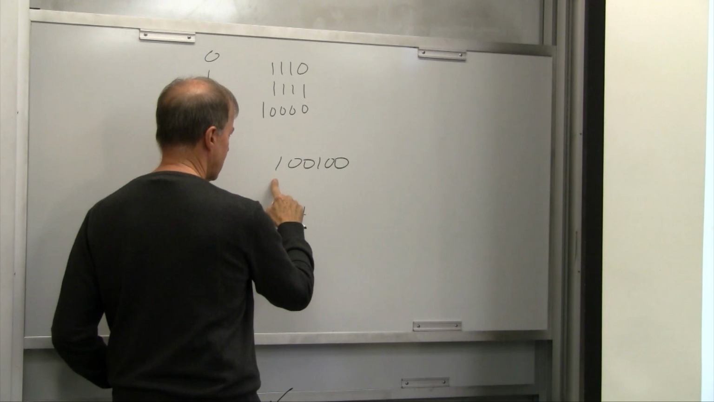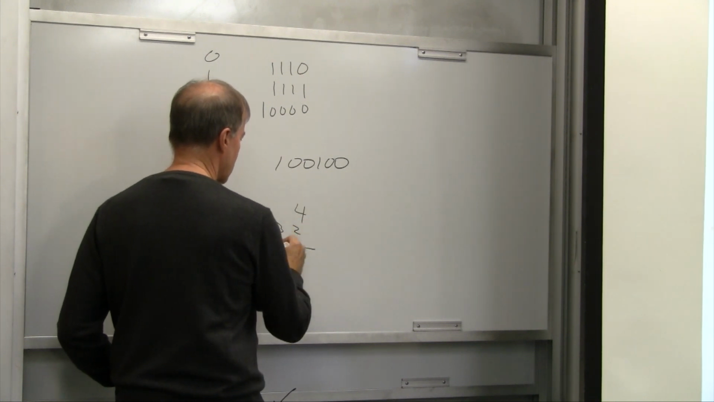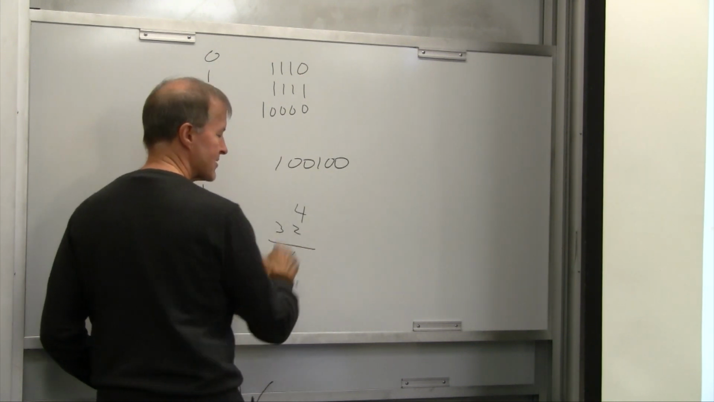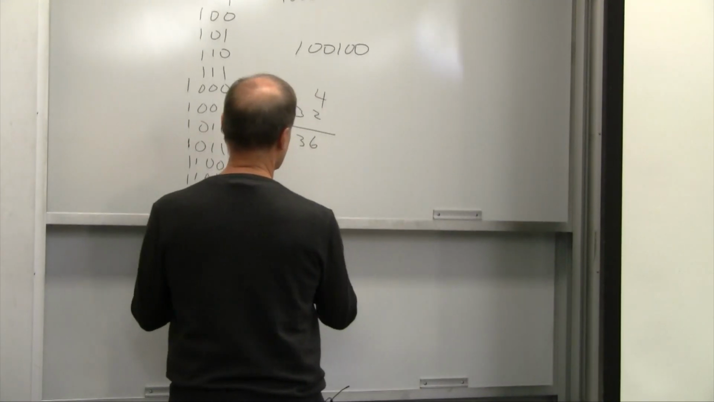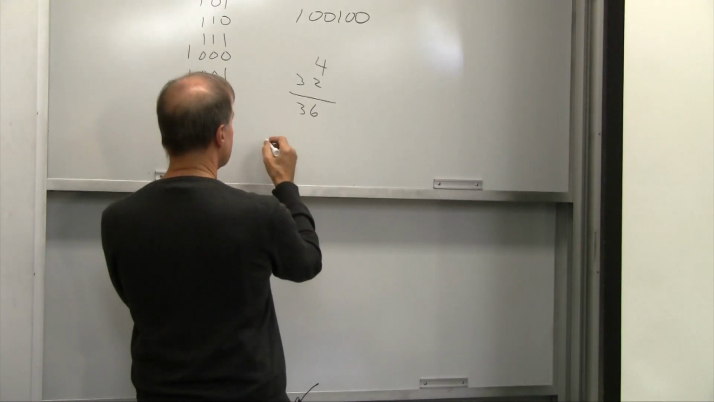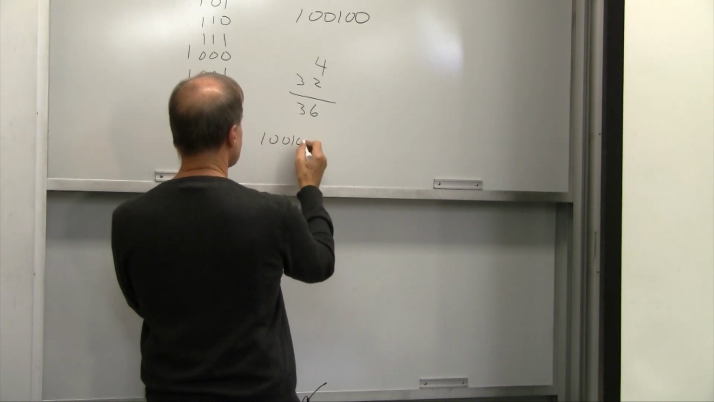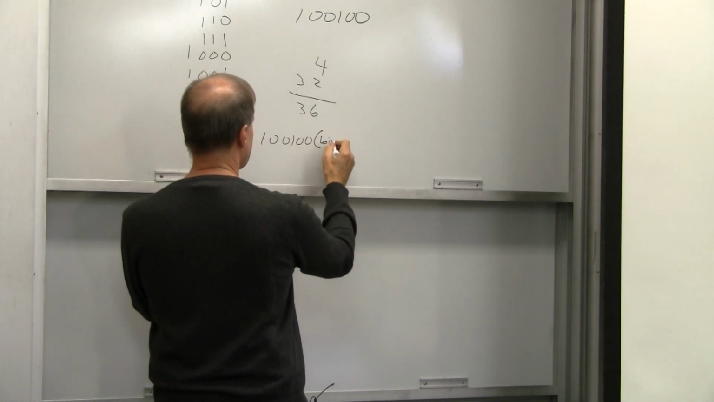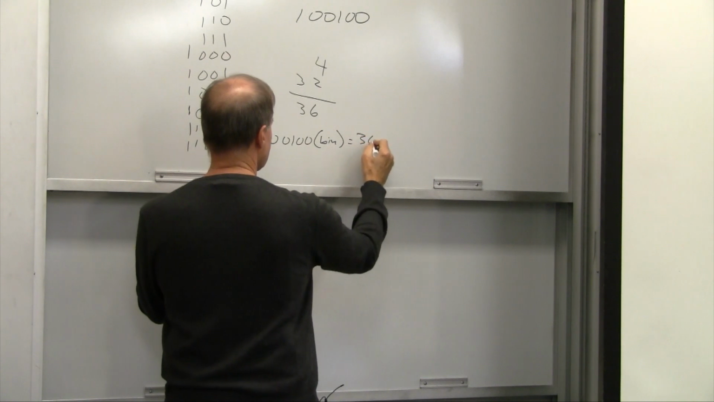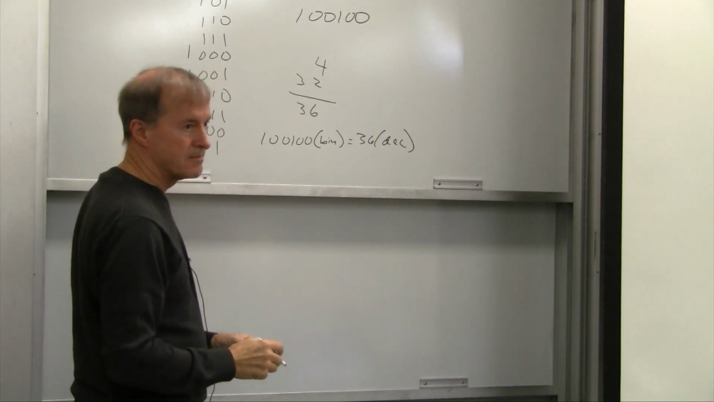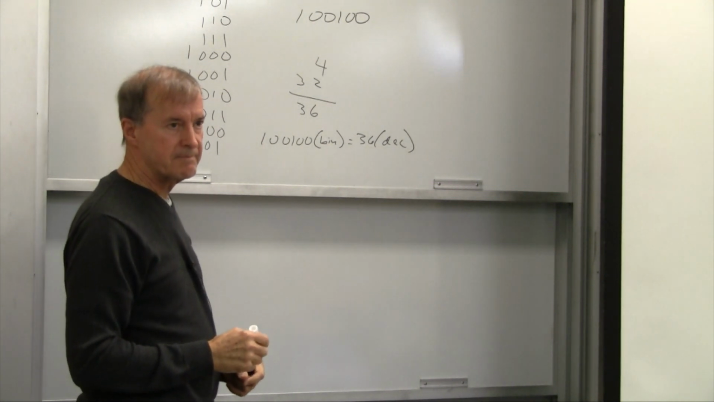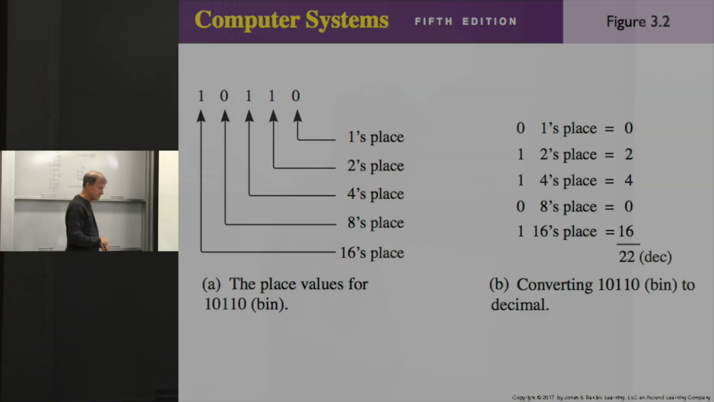What's this one? 32. So that would be 36. So this number is 36 decimal. The way we write this, our notation is going to be like this: 100100, and we'll say bin equals 36 decimal. That's how we'll notate it. All right? Is everybody clear?